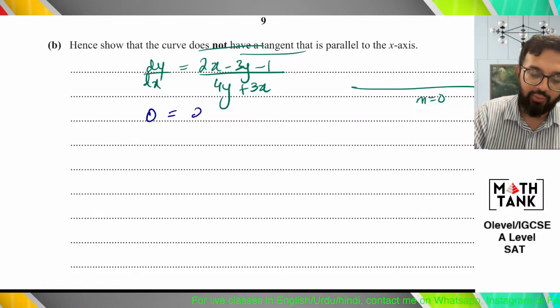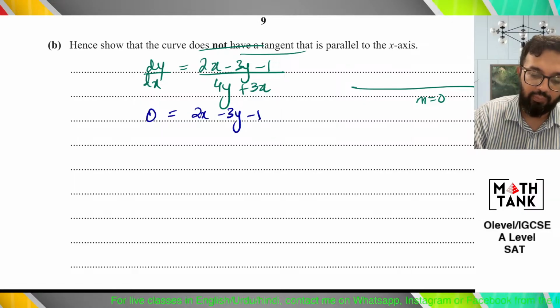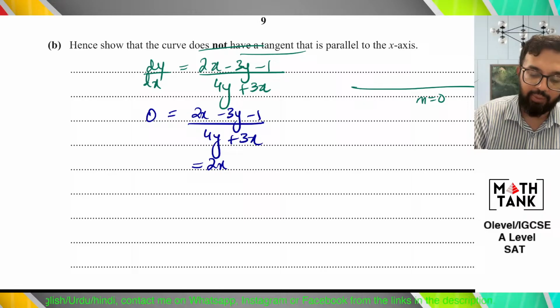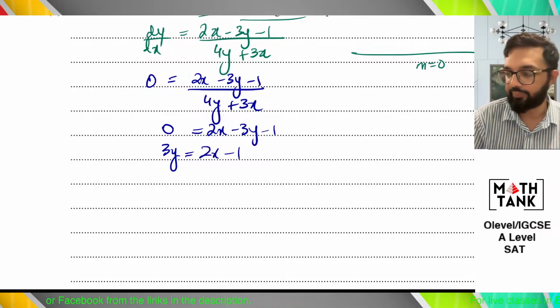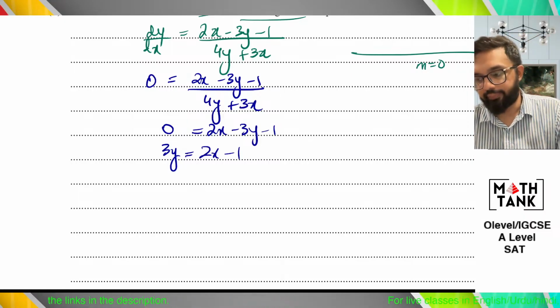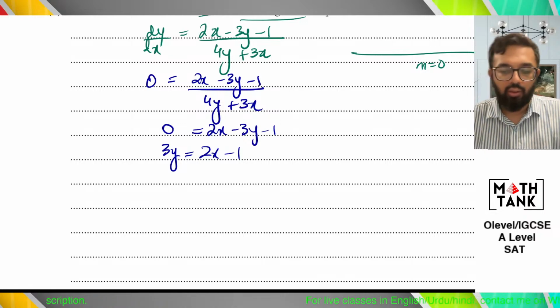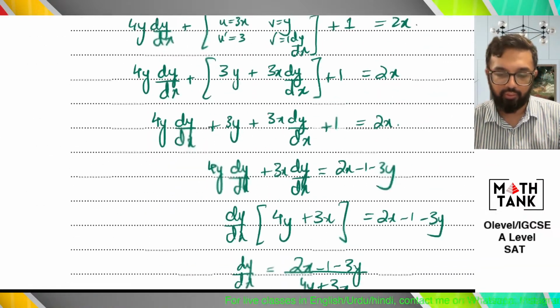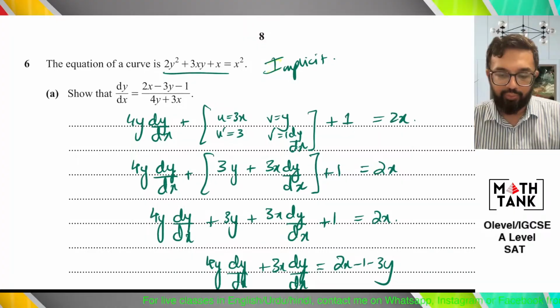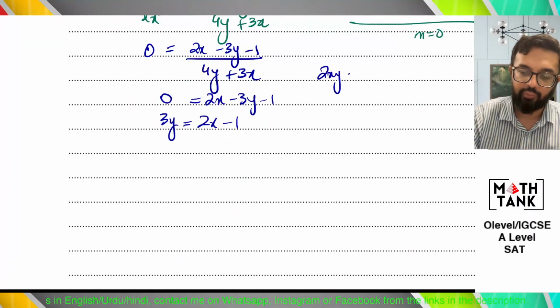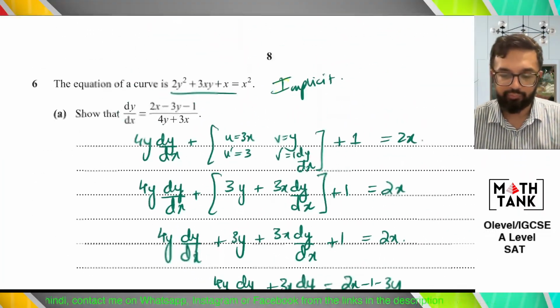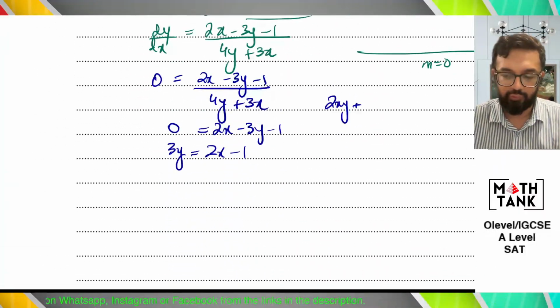Okay, so I equated it to 0. So I get 2x minus 3y minus 1 equals 0. So 3y equals 2x minus 1. Okay. Then 2y squared plus 3xy plus x equals x squared. 2y squared.